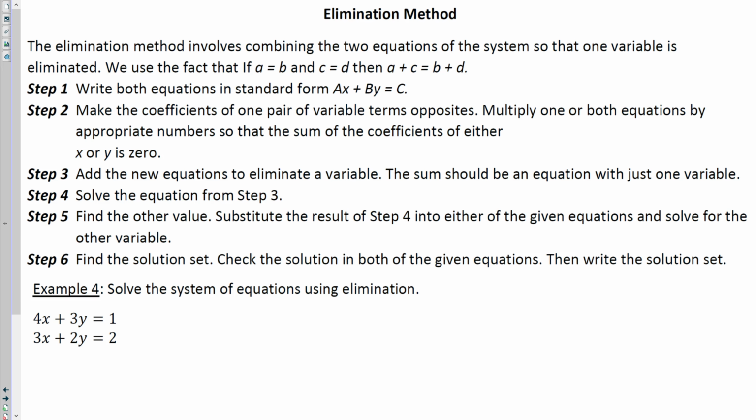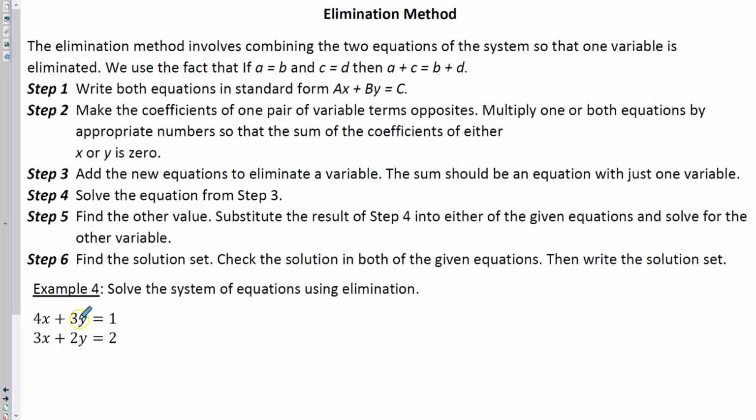All right, so what do I mean by that? I mean, if we look at our example here, I have 4x and 3x, 3y and 2y. I want these to be the same coefficient number, but one's positive and one's negative. So for instance, I could make 4 and 3 into a value of 12 by multiplying 4 by 3 and by multiplying 3 by 4. And I'd want one of these to be a positive 12 and one of these to be a negative 12.